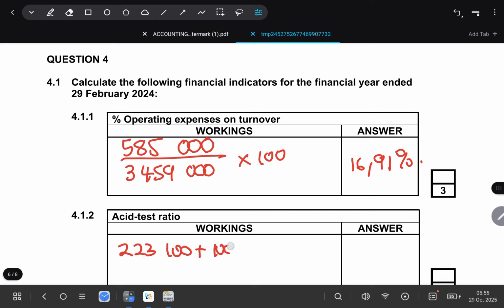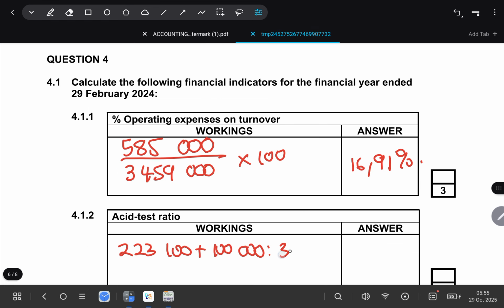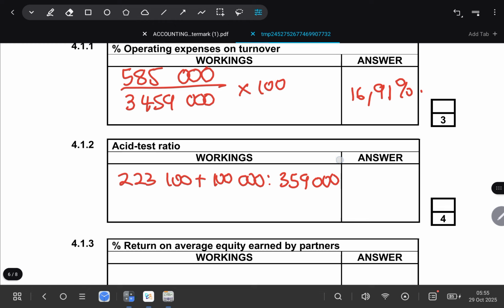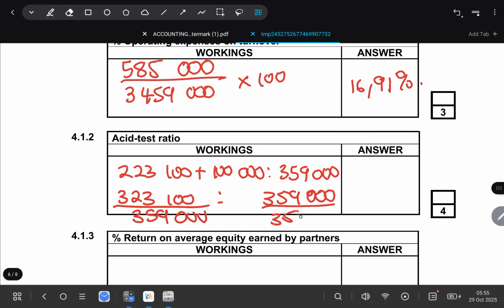So take 223,100 plus 100,000, and then we are going to compare it to current liabilities of 359,000. So maybe before you do anything, make sure that you get the total. When you get the total, it's going to be 223,100 plus 100,000, which gives you 323,100. And then remember, this side is divided by 359,000. You divide by what is on your right hand side.